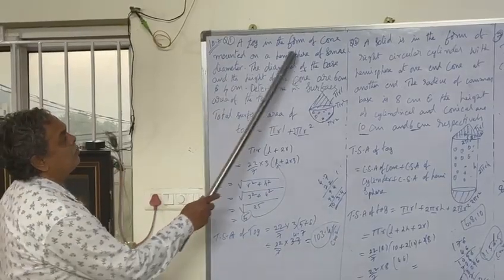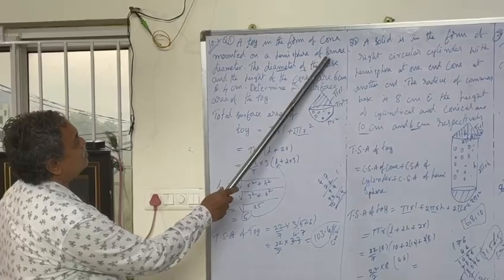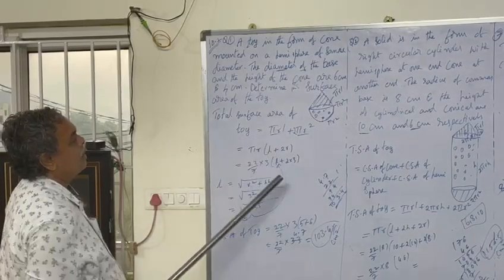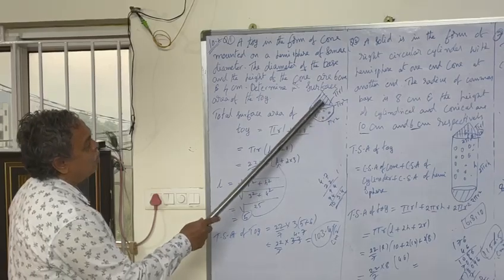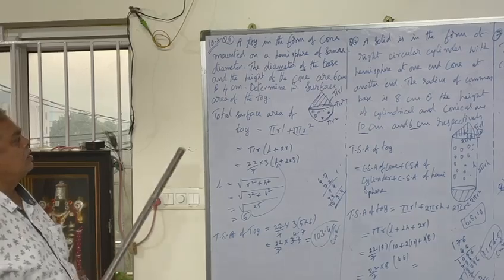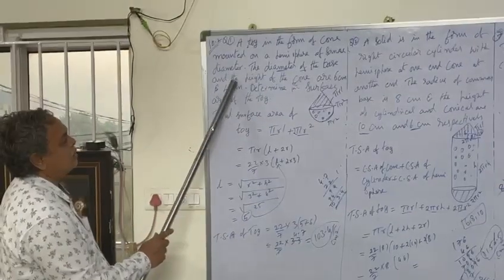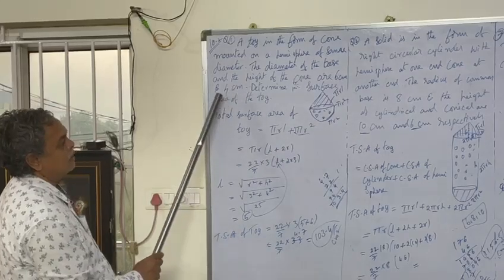A toy in the form of a cone mounted on a hemisphere of the same diameter. That means a cone is there on the same diameter. Mounted means the cone is fixed. The diameter of the base and height of the cone are 6 centimeter and 4 centimeter.